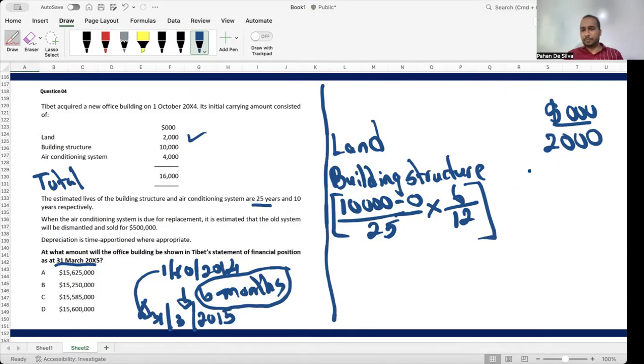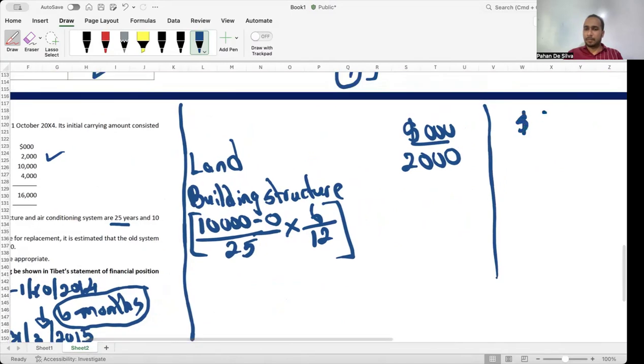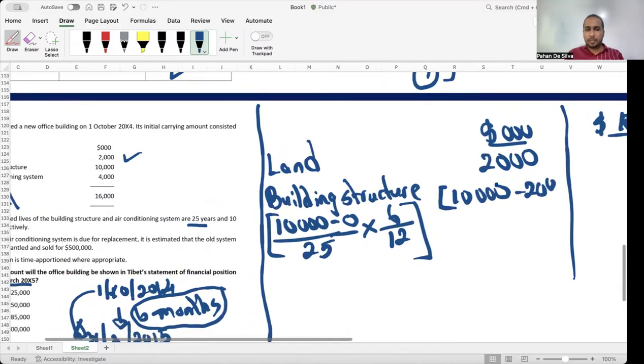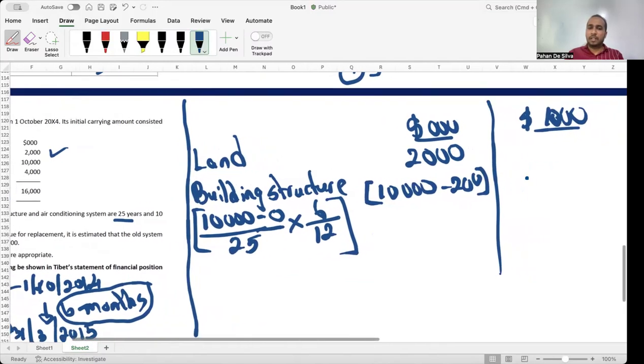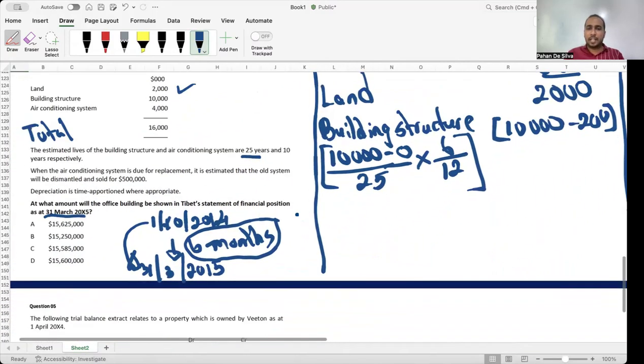Now what can we do? The cost of the building is 10,000. Out of this 10,000 we have to deduct the depreciation of 200. Accordingly, it will give us the carrying amount. So it would be 9,800, and the carrying amount of the land is 200,000. So the next one is the air conditioning system.